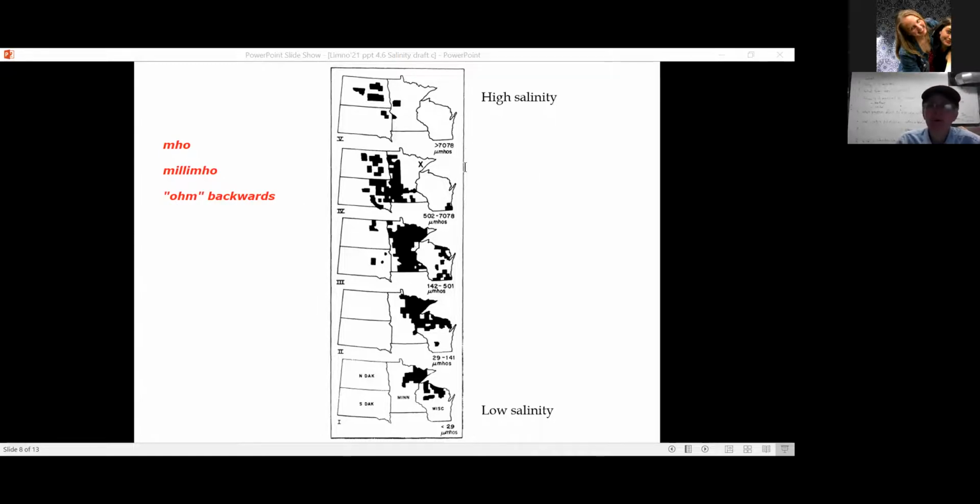Anyway, so up here we have greater than 7,078 micromhos, between 500 and 7,000, between 140 and 500. So this is very low conductivity, and all the way up to very high conductivity. And so you can see that the various saline lakes, this is where they're located. I don't know what is in this patch here. I don't know any lake in here that is salty. That doesn't mean it isn't. I swear I don't know any salty lakes in here, but maybe there are.